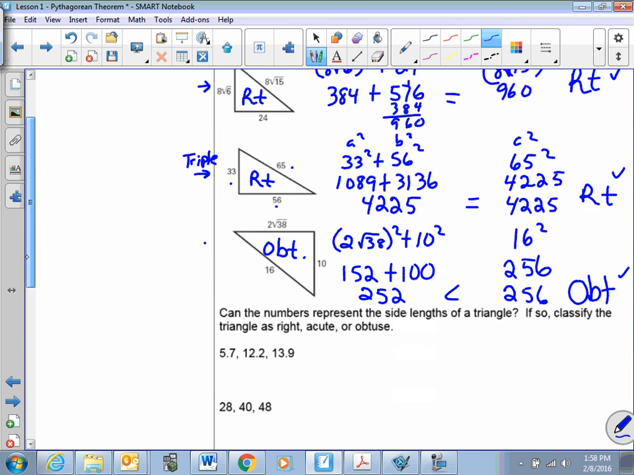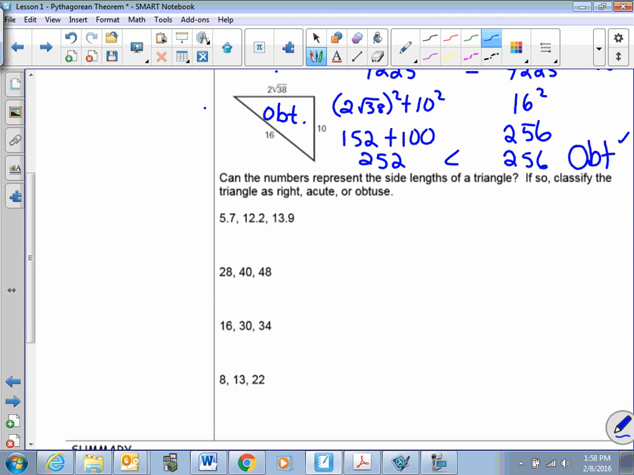Okie dokie. All right, and finally, can the numbers that we have here represent the side lengths of a triangle? If so, classify the triangle as right, acute, or obtuse. Well, how do I decide if the lengths can represent the sides of a triangle? Well, first I have to make sure that the sum of any two is greater than the third one. This definitely is a triangle, because if I add any two of these, they're going to be greater than the third one. So yes, it's a triangle.